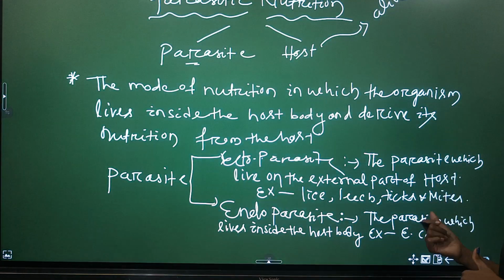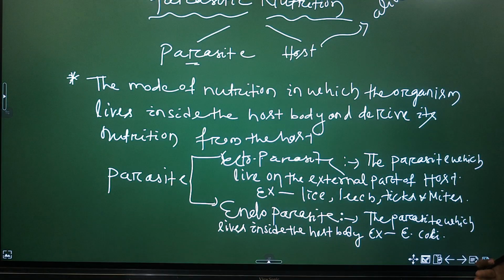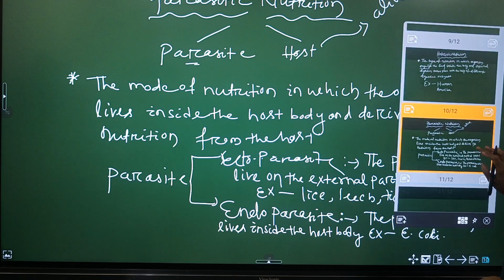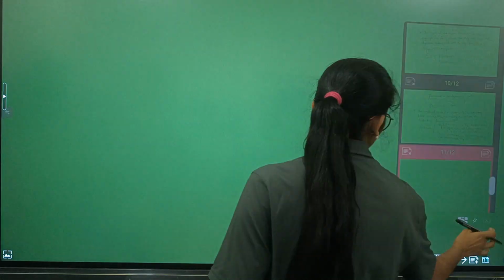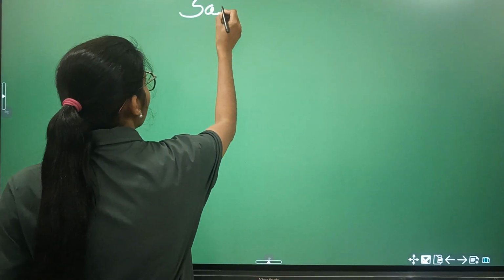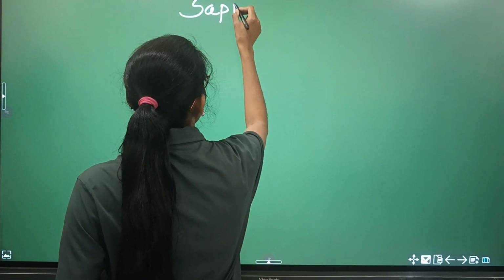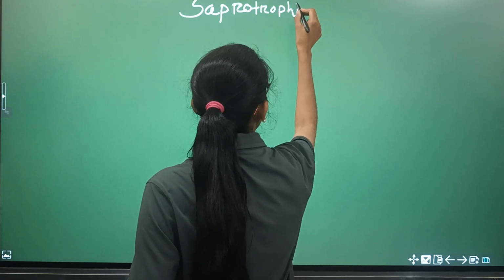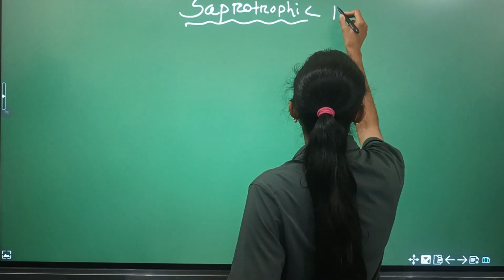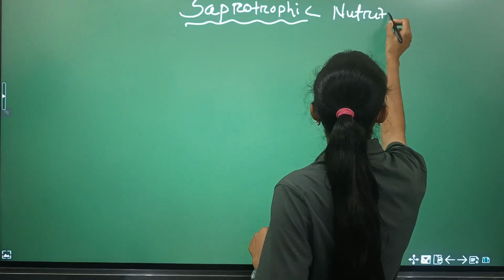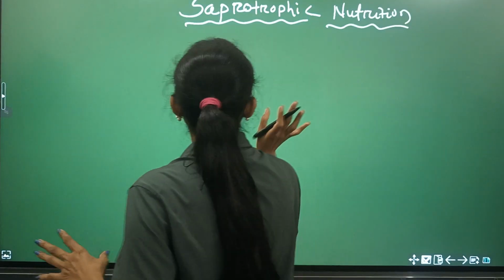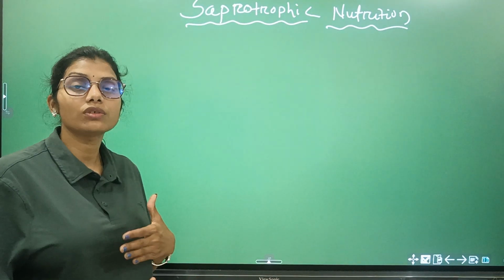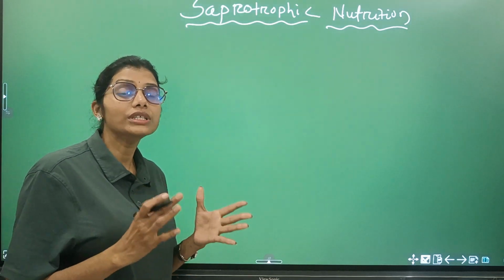So let's go to the third part, that is saprotrophic nutrition. What do you mean by saprotrophic mode of nutrition? Here the organism depends on dead and decaying organisms for its nutrition.